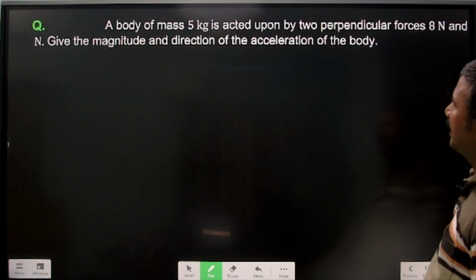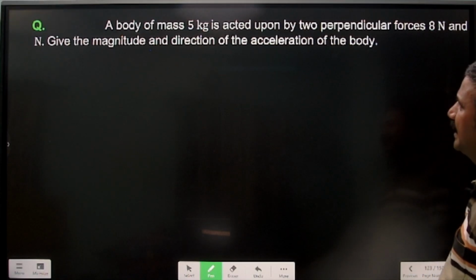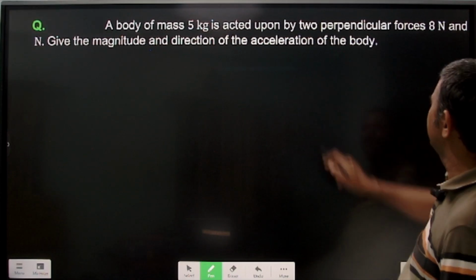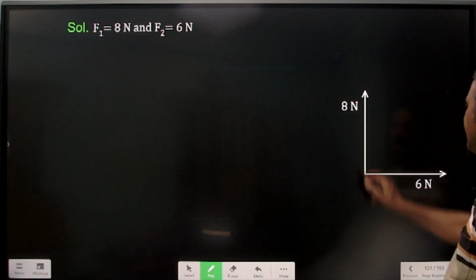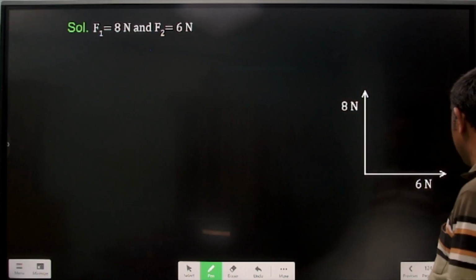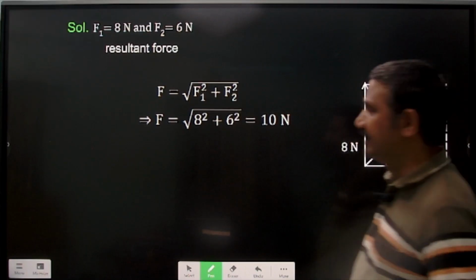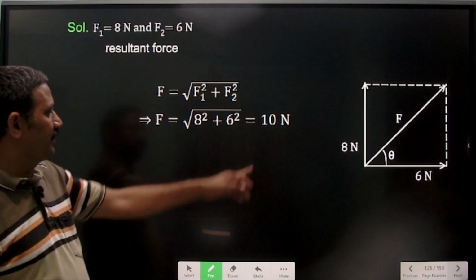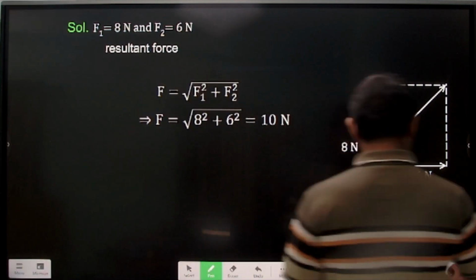And next, a body of mass 5 kg is acted upon by two perpendicular forces 8 Newton and 6 Newton. Give the magnitude and direction of the acceleration of the body. So here this is 6 Newton and this is 8 Newton. Now calculate first net force acting on the object. What is net force? Because these two are perpendicular to each other, net force is equal to root of F1 square plus F2 square. That is equal to root of 8 square plus 6 square. That is equal to 10 Newton is the net force.